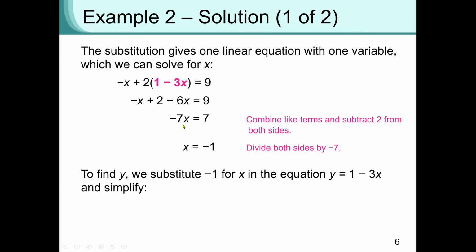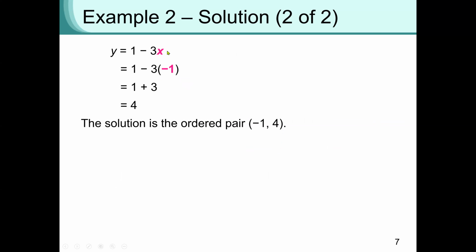So I'll divide both sides of the equation by negative 7, because I need the value of x. So negative 7x divided by negative 7 will give me x, and 7 divided by negative 7 will give me negative 1. So this means x value is equal to negative 1. But remember our first equation, y equal to 1 minus 3x. So now we know the value of x, we can substitute x into the first equation, and we can find the value of y.